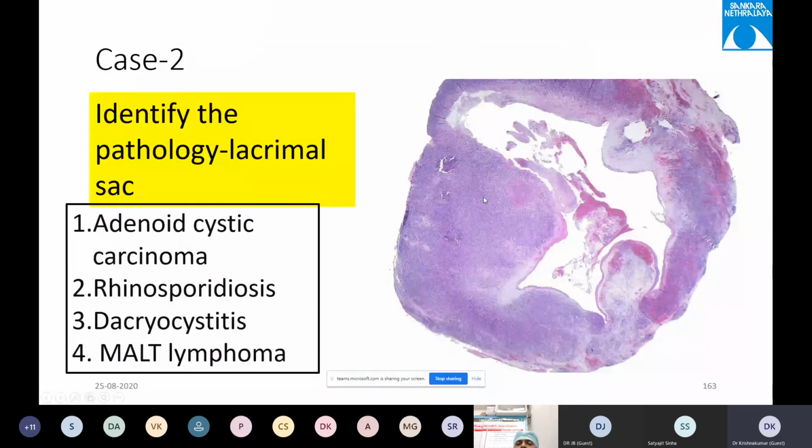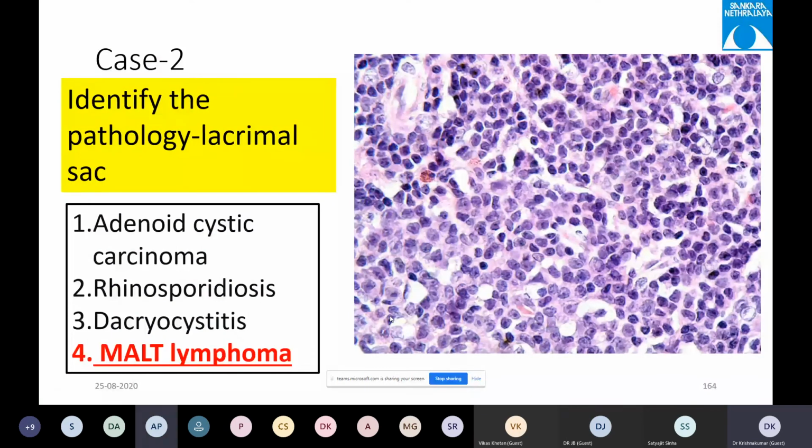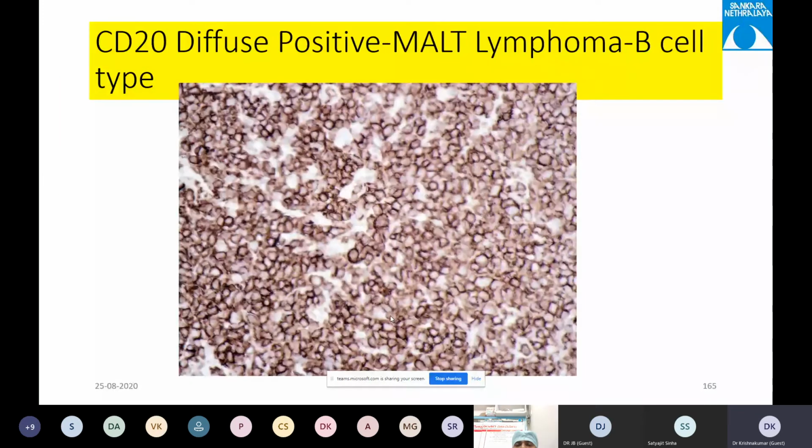Yes, you can also get a blue tumor of the lacrimal sac. What do you think this is? This is lymphoma of the lacrimal sac. These are atypical lymphoid cells, and this is CD20 positive. Most of these lymphomas are B cell lymphomas.